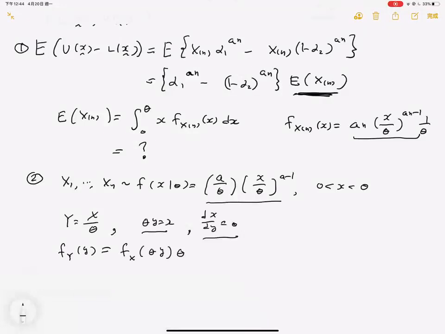So I think, with theta, having that theta y plugged in, then theta to the a minus 1, then dx dy is theta. So that means things cancel out. What is it? y to the a minus 1 is exactly independent of theta. So that's true. That's a scale family. And by doing so, the new range of y is from 0 to 1.